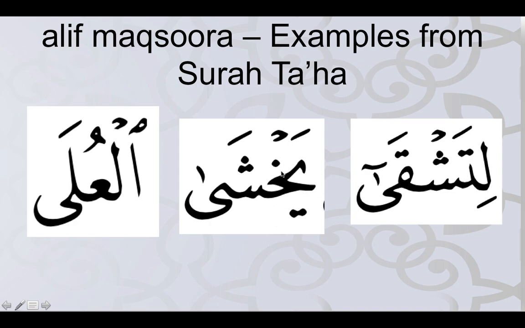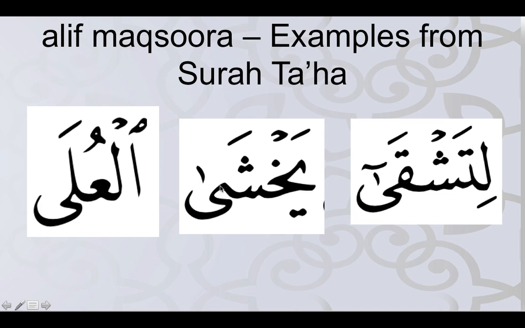Next word we have is the word yakhsha. This is the sheen and this is the ya. Sheen in its medial form and ya in its final form. But because this has a standing alif on the ya, this is an Alif Maqsoora.